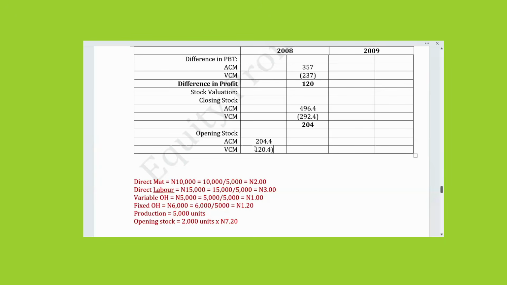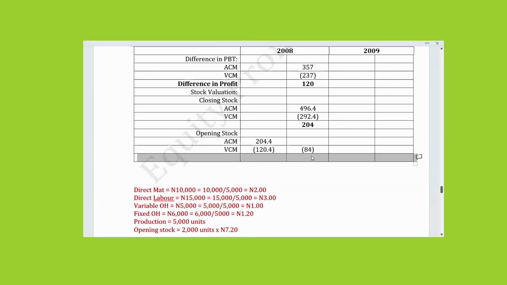So what's the difference? 84. Then 204 minus 84. What do we have there? 120. That's it. This is the difference in stock valuation. All right, let's bold it.